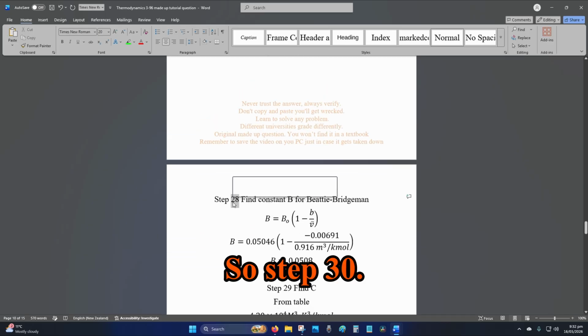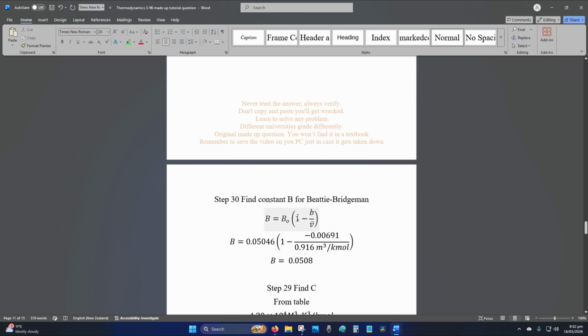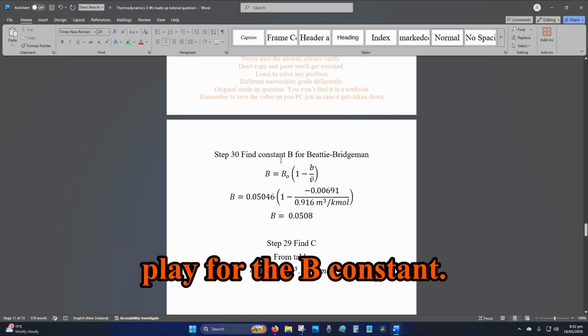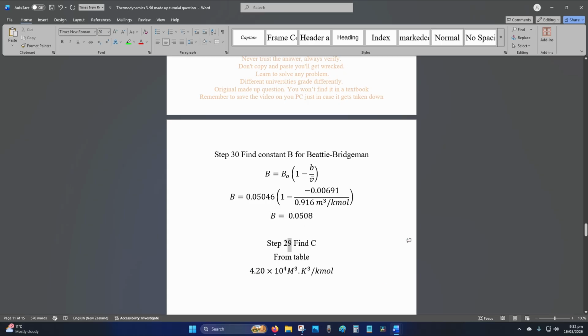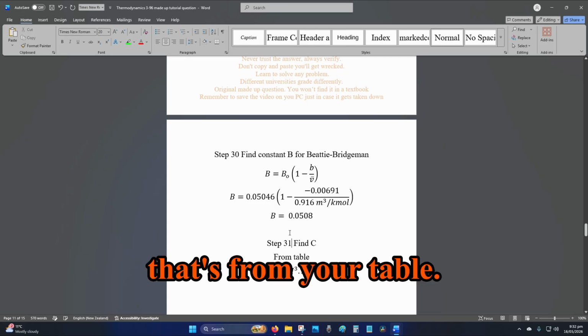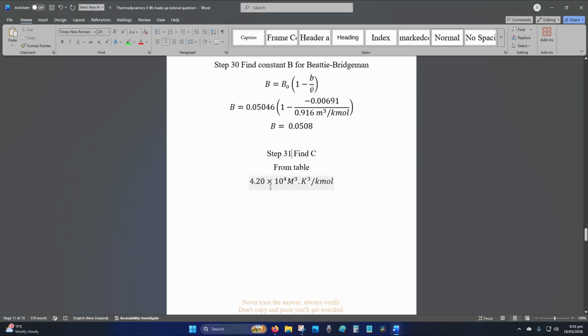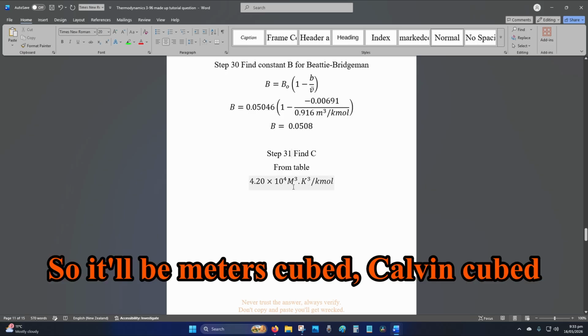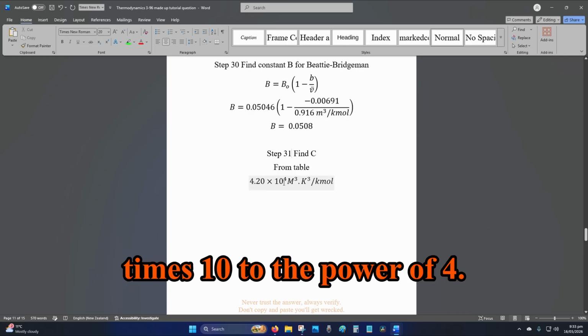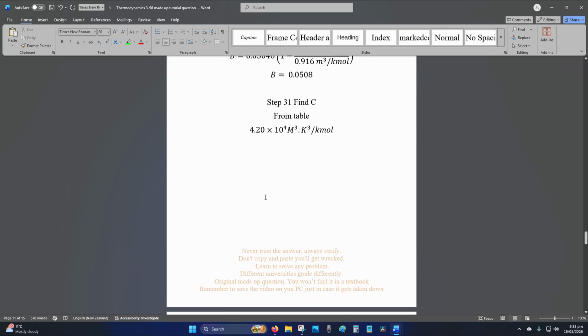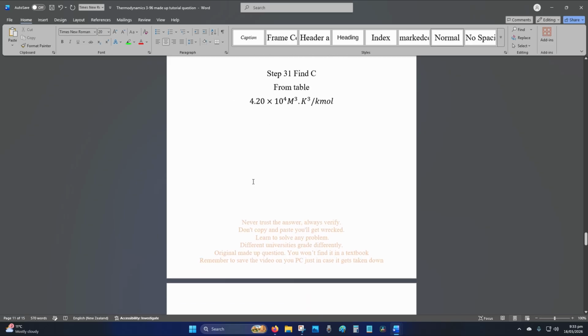So step 30, now we just plug and play for the b constant. So we'll get 0.0508, and now we find c, that's from your table. So it'll be meters cubed, Kelvin cubed per kmol, and it's 4.12 times 10 to the power of 4.